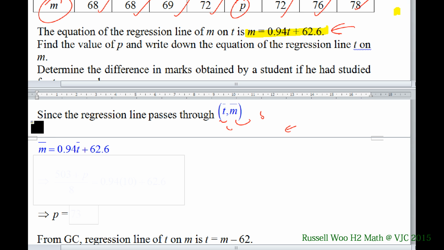What is M bar again? I say this is 503 plus P, divided by 8, times 0.94. This must be 10 plus 62.6. One equation, one unknown. You get P equals 73.